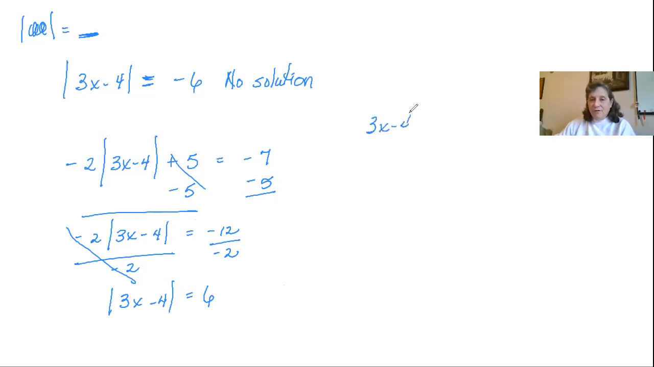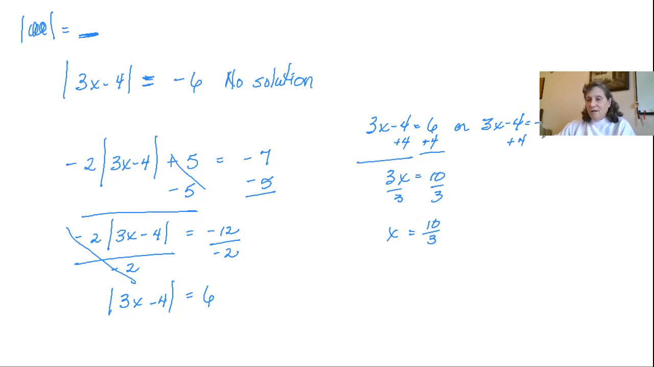So I'd say, okay, well then 3x minus 4 is equal to 6, or 3x minus 4 is equal to negative 6. Add 4 to both sides. 3x equals 10, divide by 3. So one answer is going to be 10/3. Here I'll add 4 again. 3x equals negative 2, divide by 3. X is negative 2/3.